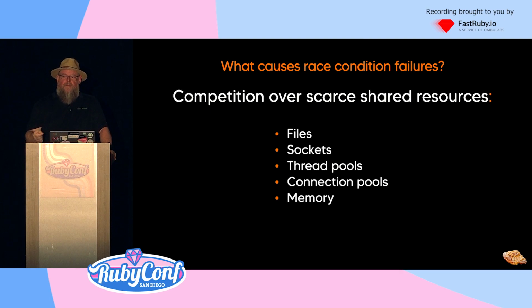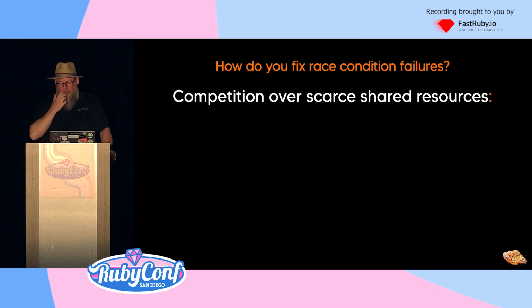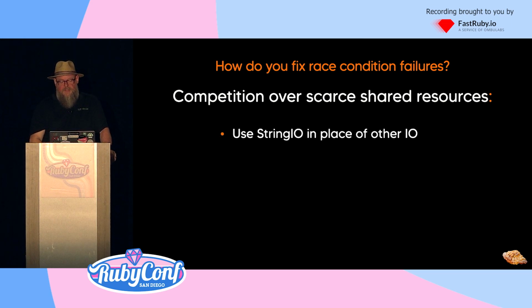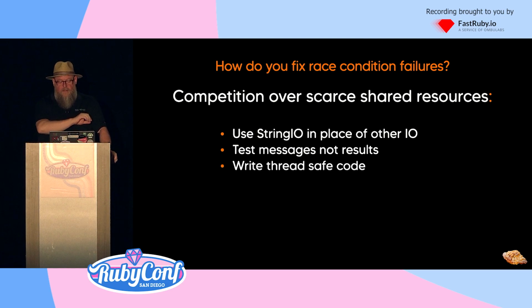Once you have a suspect, once you know one of the things that it could be, how do you fix it? Well, there's a lot of different ways, depending on the situation. So if it's an IO-based issue, you can use a class called StringIO as a stand-in for the other type of IO that you're actually trying to perform. Oh, sorry, missed one. You can test that messages are passed correctly and not test the results coming out of the object. Then, if it's threads, you can write thread-safe code.